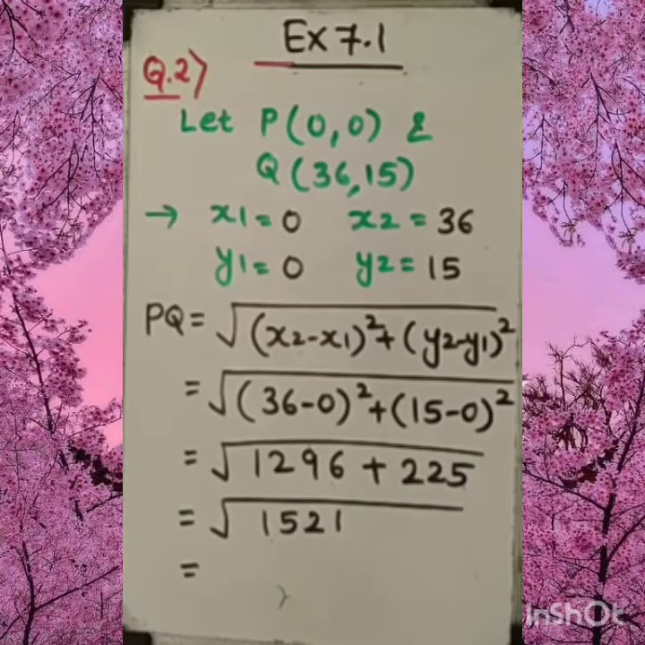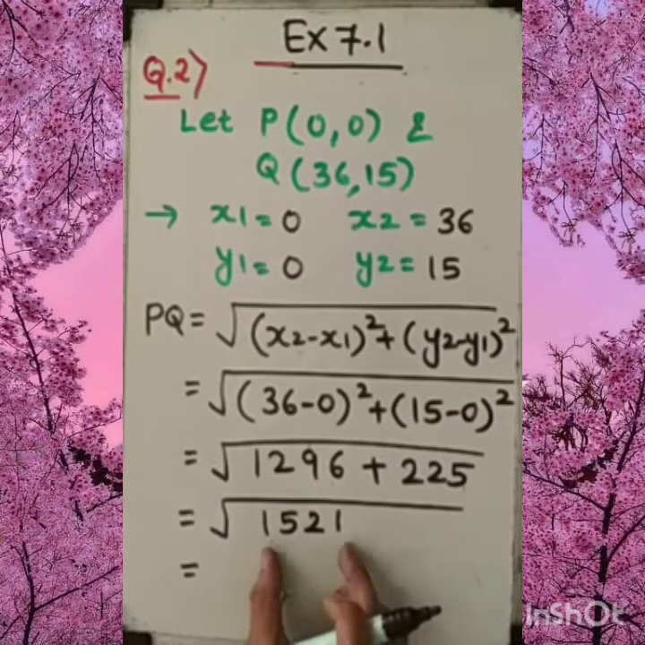As I know very well, the reason behind that is, it is nearest. You can see 1521 is nearest to 1600. Dear student, the square root of 1600 is 40. So it means that it is near 40.